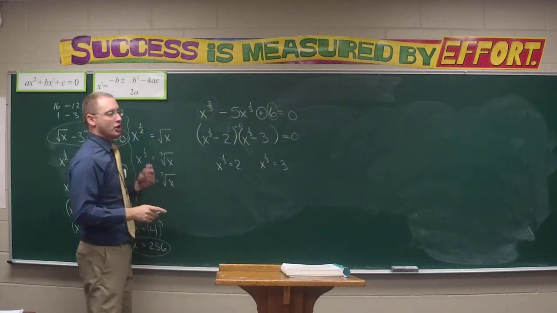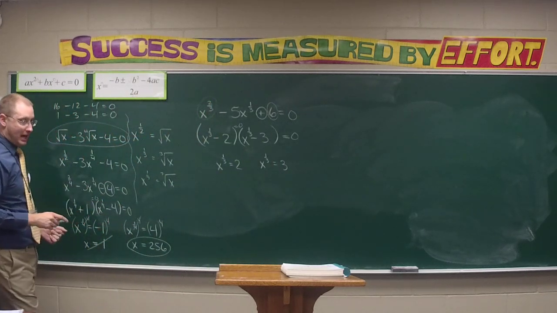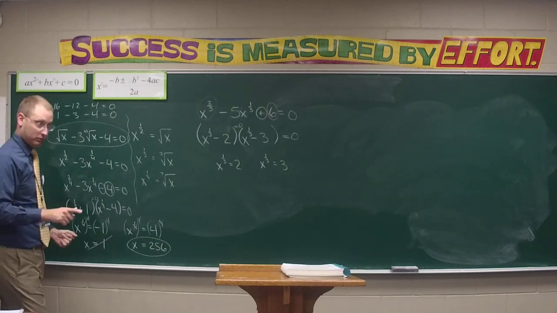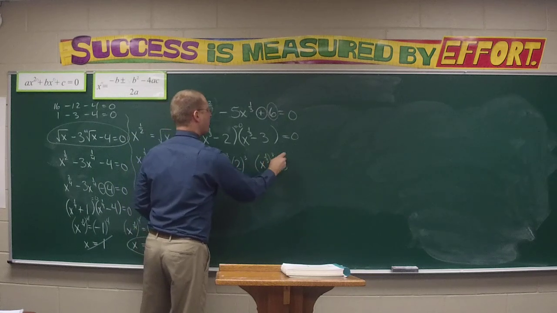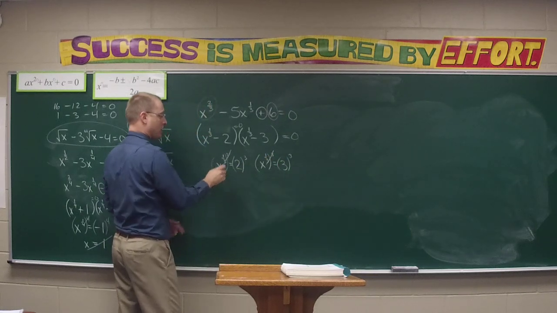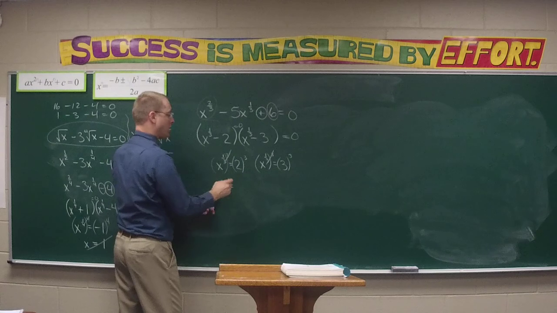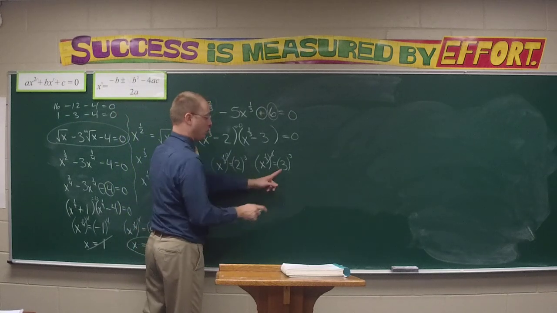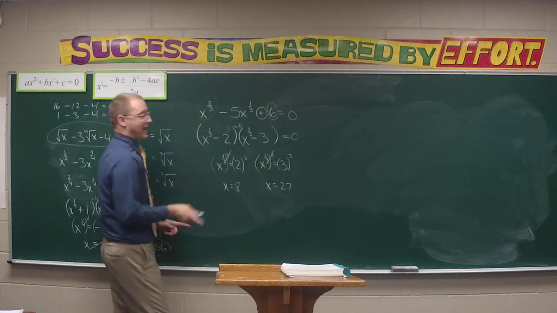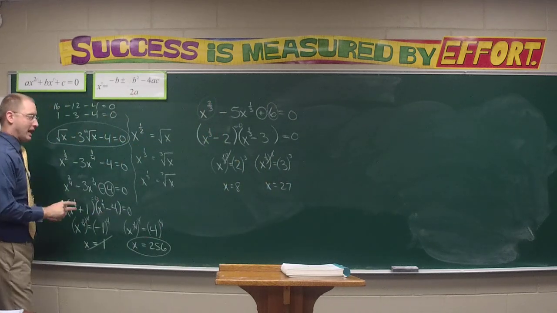How do I get just plain old x, class? Cube it all, right? Cube everything. Because when you cube a 1/3 power, it cancels to give you just x to the first. So here x, class, is going to equal 8. Here x is going to equal 27. But these are radicals. Gotta check your radical equations.